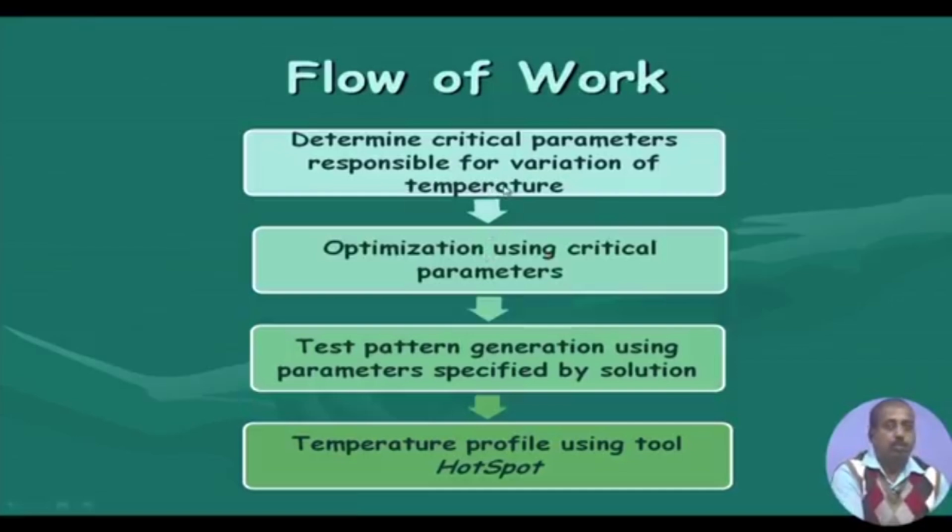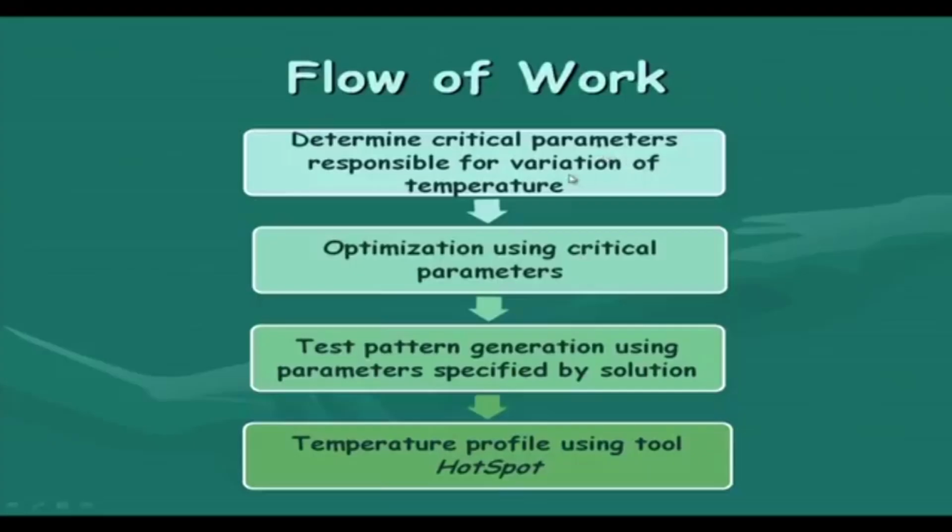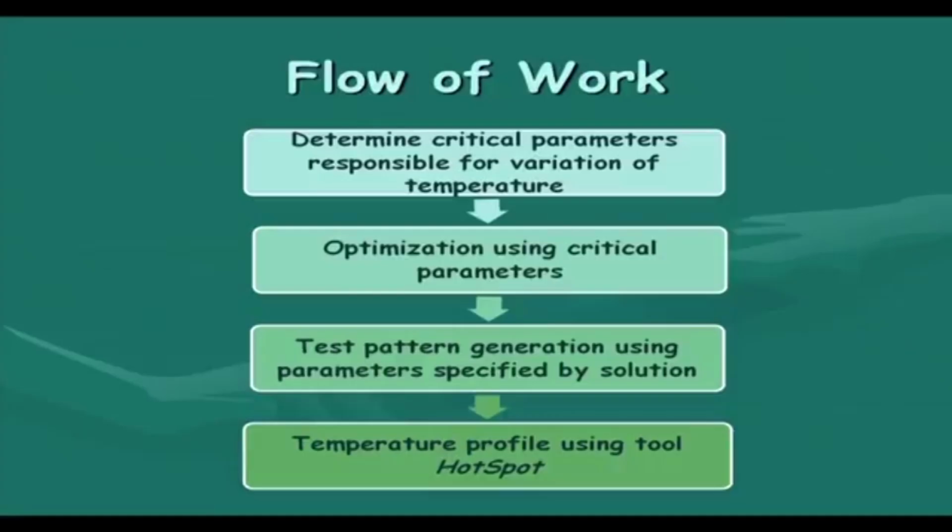So, if we want to use this for temperature minimization, first of all we determine critical parameters that are responsible for variation of temperature. So, first we need to know what the parameters are that are going to affect the temperature variation in the circuit. Then we optimize using the critical parameters. After this study we will know what parameters are to be optimized, and based on that we perform an optimization based on critical parameters.